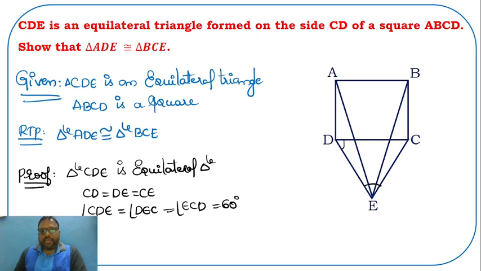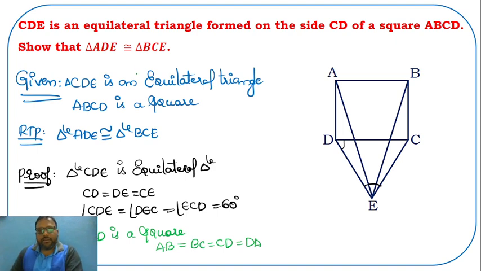Now similarly we can take the concept of the square also, right? So what is that? ABCD is a square. So since it is a square, all the four sides are equal. I can write that AB equal to BC equal to CD equal to AD or DA. All the four sides are equal, and similarly all the angles also will be equal. That is equal to 90 degrees.